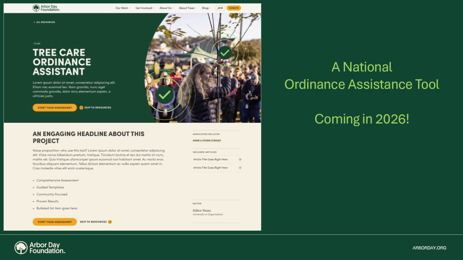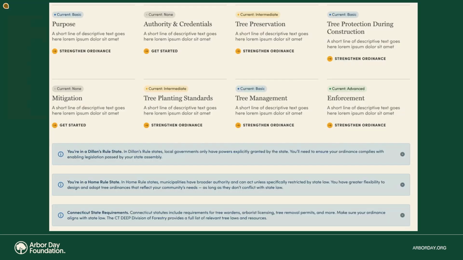And so this tool takes an approach that's a little different from some of the other tools out there, where we give you 8 different types of ordinances or ordinance clauses that you might look at. And then if you choose to, you can take an assessment for those clauses that you might have, and we try to give you a rating. The ratings are basic, intermediate, and advanced, or if you don't have it, then you can just get started.